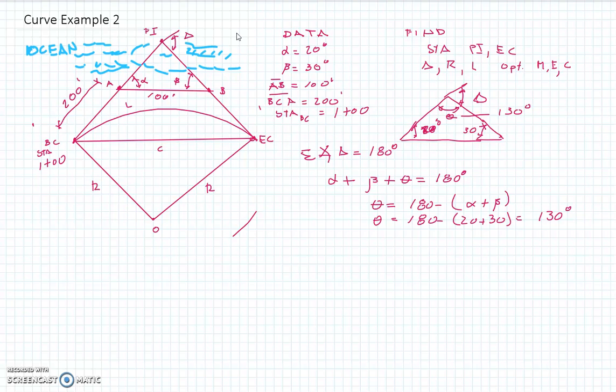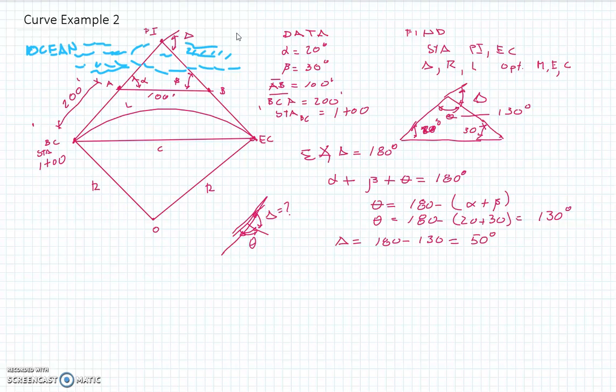Now you can find delta. So delta here, and you have this one. This is 180. That means delta will be 180 minus 130, which is equal to 50 degrees. All of this is 180, and this is the angle theta that we found, but we don't know delta. So 180 minus this gives you delta. So now I found delta.